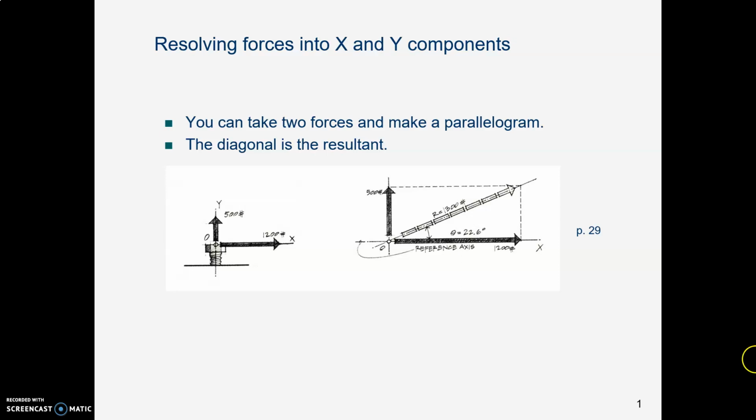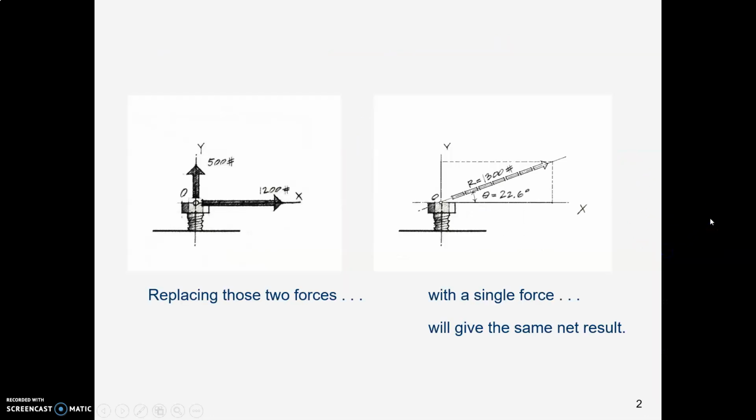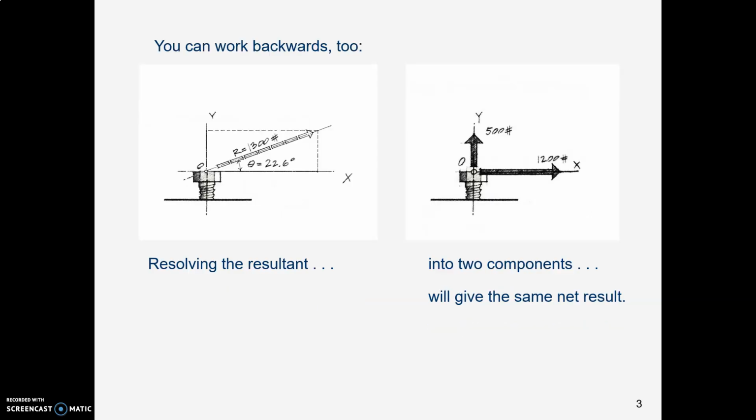Remember how we saw this bolt with these two forces, 500 and 1200, and we could take those two forces and make a parallelogram. And that diagonal turned out to be the resultant. So taking those two forces and replacing them with a single force gave us the same net result. You could also work back the other direction. You could start with the resultant and resolve it into the two components, and they have the same net result.